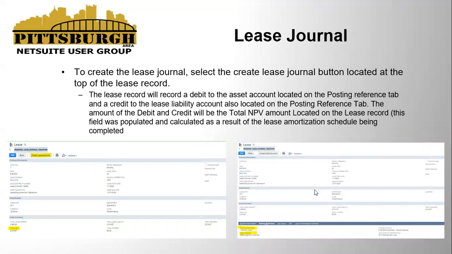To outline this a little further, to create the lease journal, we would select the create lease journal button located at the top of the lease record, highlighted on the previous slide as well. Re-emphasizing, the debit will be to the right of use asset account that we set up in the fields when creating the lease record, and the lease liability account will be the credit for that journal. The total NPV amount, 2314.67, is going to be the amount for the debit and credit respectively for those asset and liability accounts.